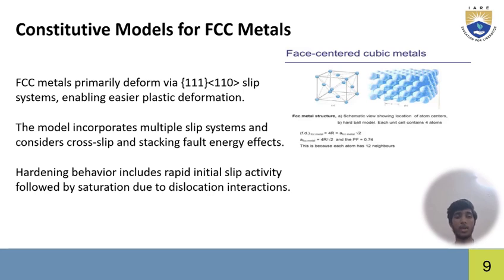In FCC metals like copper or aluminum, deformation mainly occurs on slip systems. These metals are highly ductile because they have many available slip systems. The model also considers cross slip, where dislocations move from one slip plane to another, and stacking fault energy, which affects how easily dislocations move. Initially deformation happens quickly but then saturates as dislocations interact and harden the material.